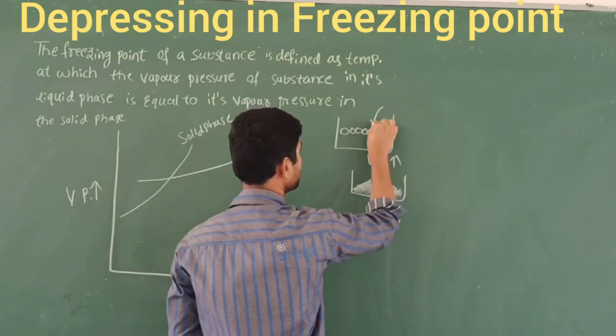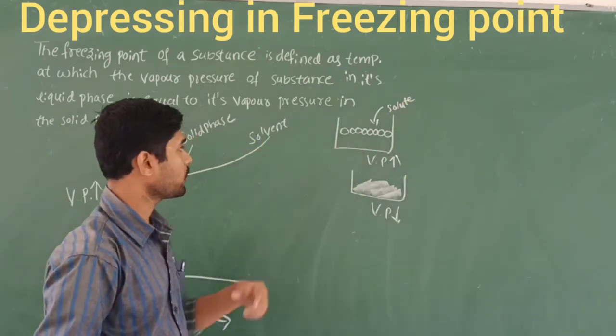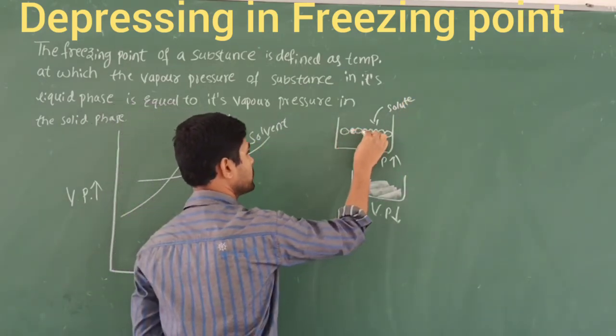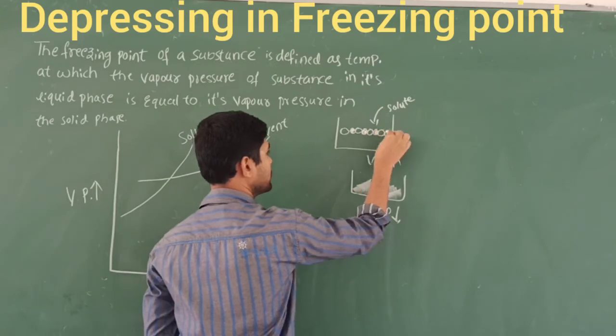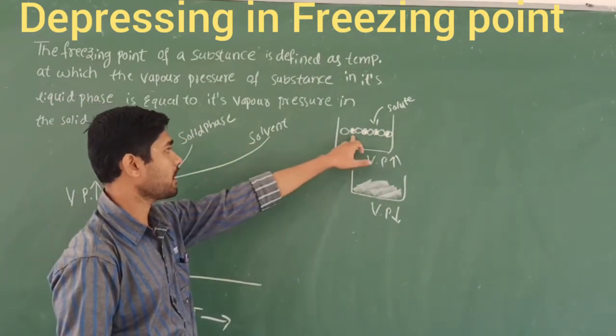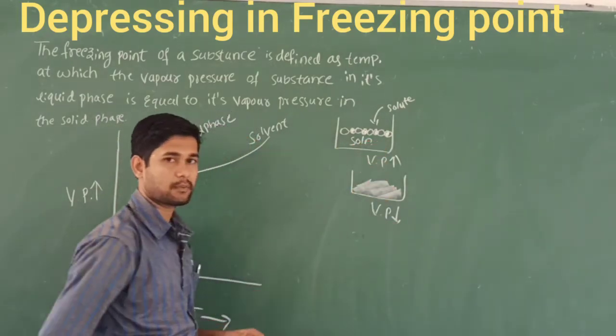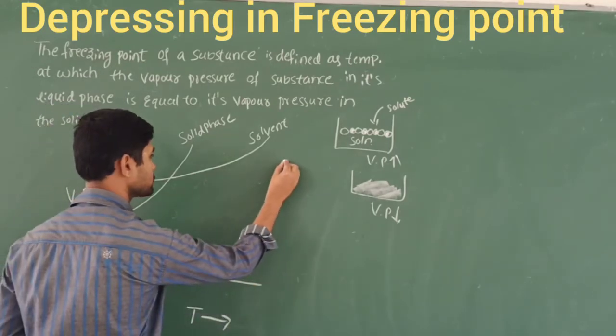So now I am going to add some solute like urea or glucose in that solvent. What happens now? Automatically vapor pressure decreases, compared to the pure solvent, because now I am going to add a non-volatile solute. This is called solution. Now automatically its vapor pressure decreases. Now I am going to take this one.